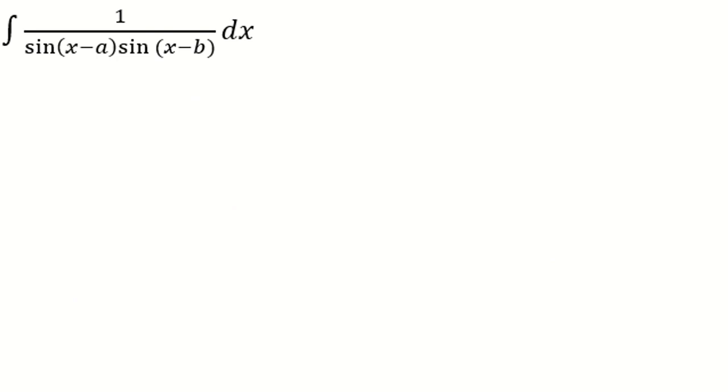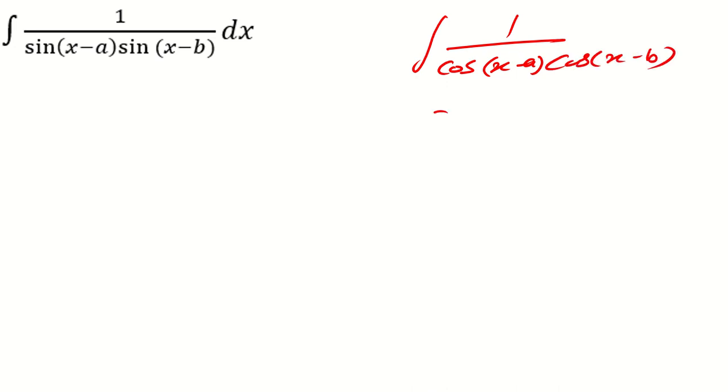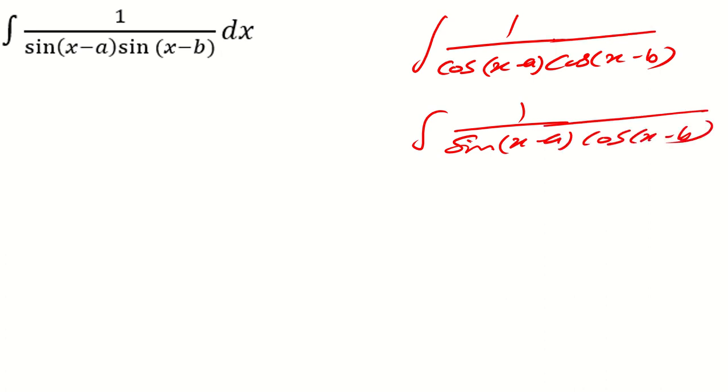Another question we can see, and this question is very important: 1 over sin x minus a into sin x minus b. Now you can have three more questions like this. You can have 1 over cos x minus a times cos x minus b, or you can have 1 over sin x minus a times cos x minus b. My aim in representing this expression is to tell you that you can have three types of question in this one, where both the terms are of sine, where both the terms are of cos, or one is sine and the other is cos.